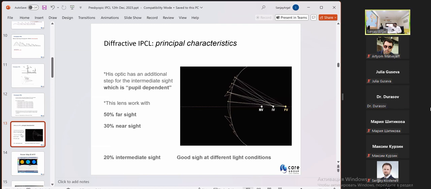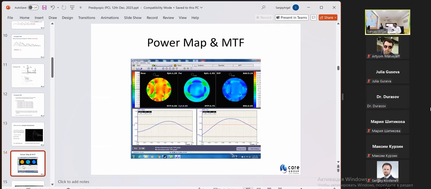So this is the division of light at 3 different focus points. 50% of light will be focused for far, 30% for near, and 20% for the intermediate. And we check each lens for MTF near and far.